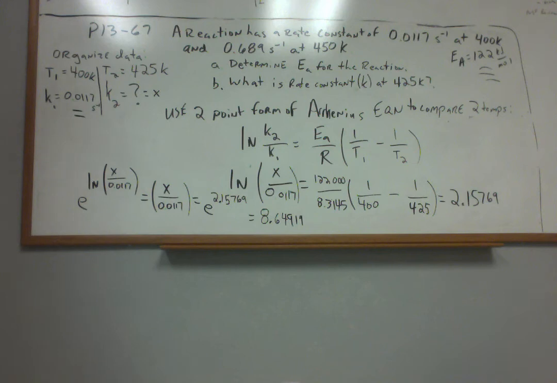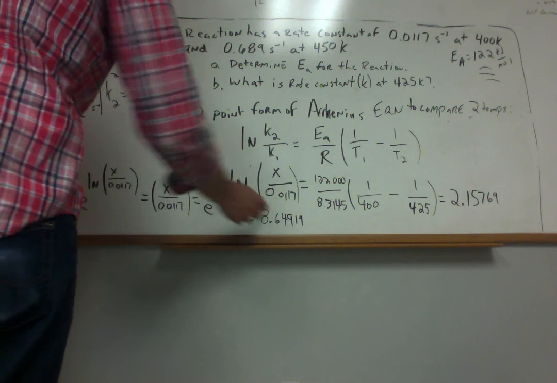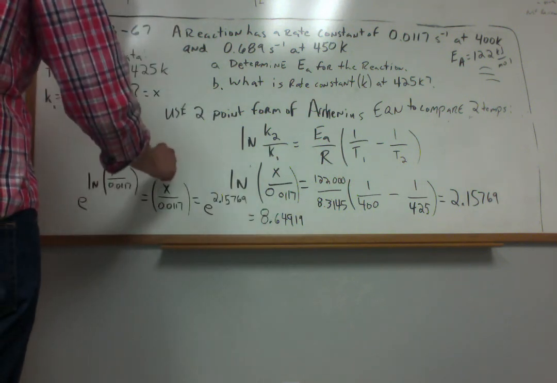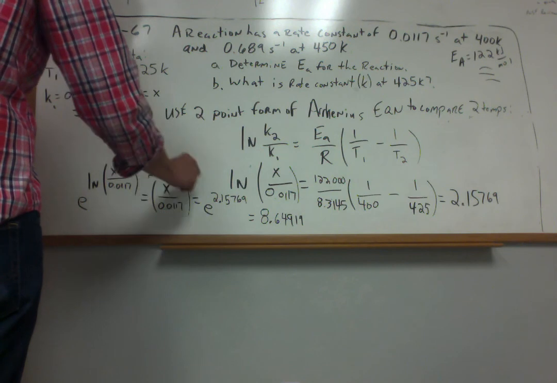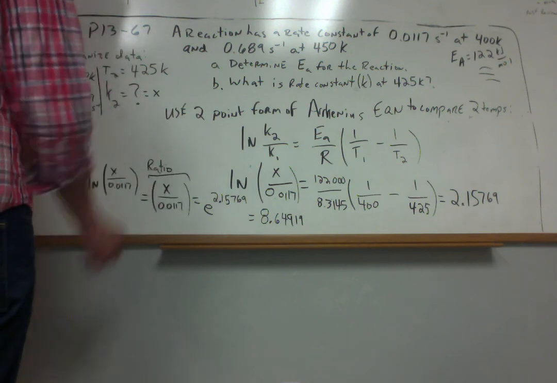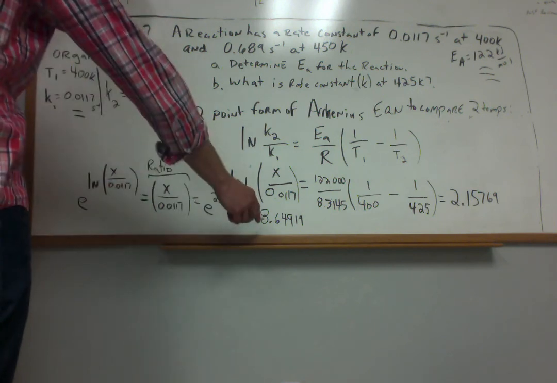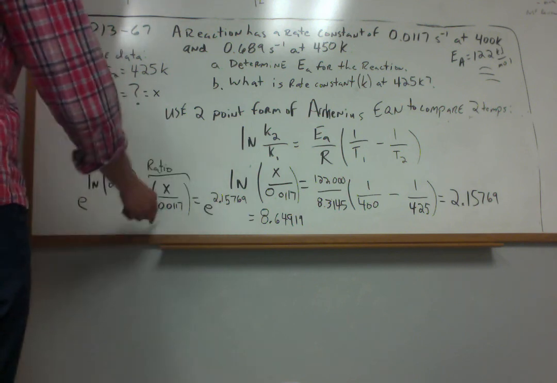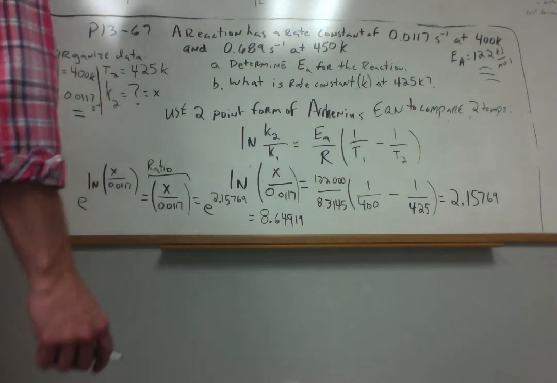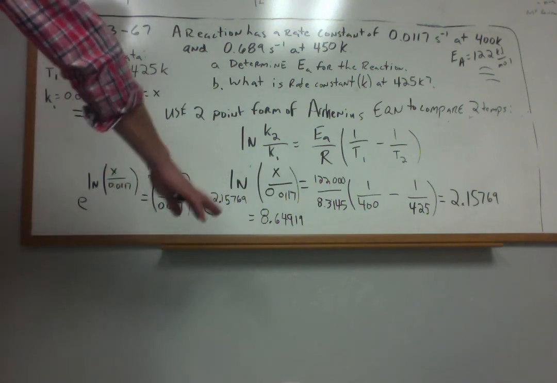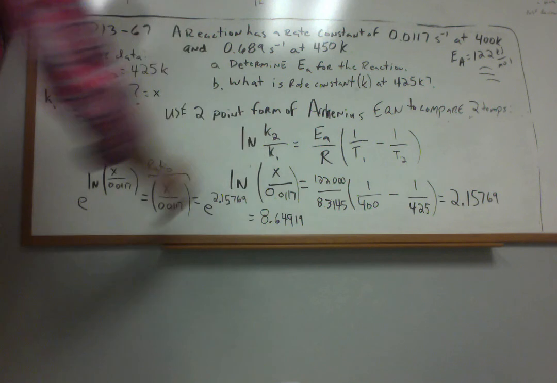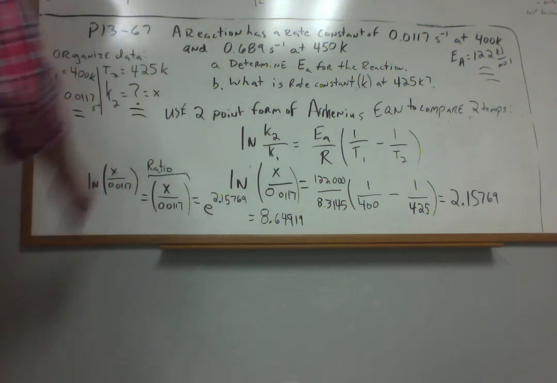So we took the anti-log of both sides. Now, this number, 8.64919, equals my ratio between my rate constants, K2 divided by K1. It tells us basically that K2 is 8.64919 times as big as what it was originally. But I don't want to know what the ratio is, I want to know the actual value of x. What is the actual value of my K2? That's what I was asked, right?